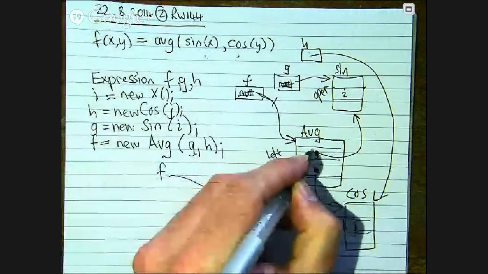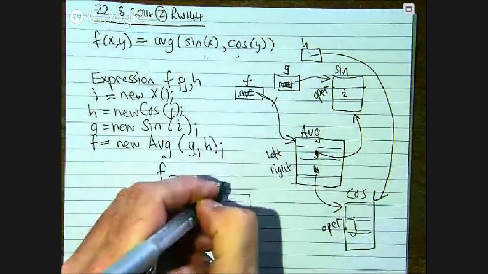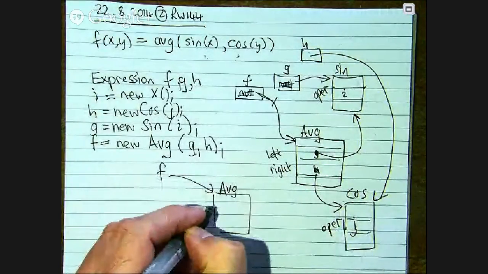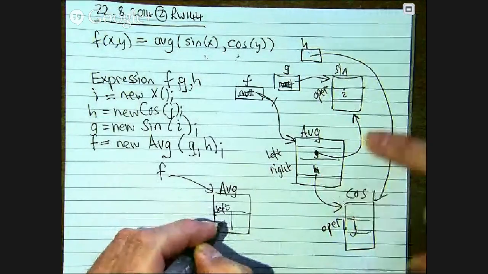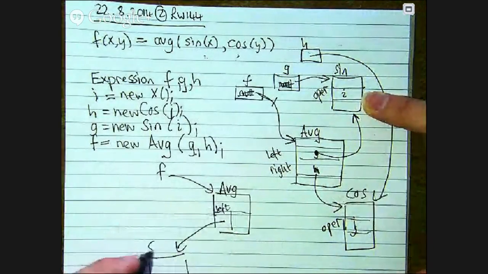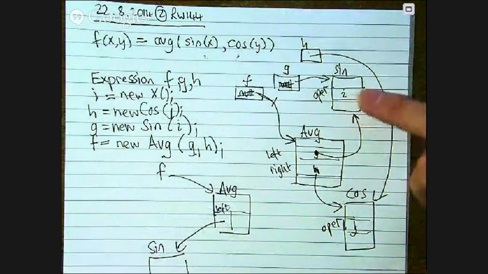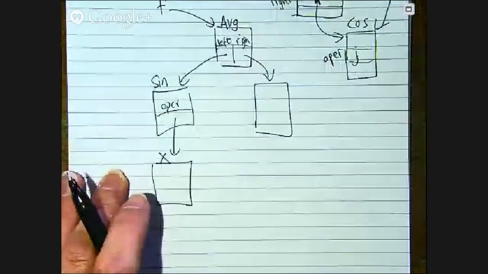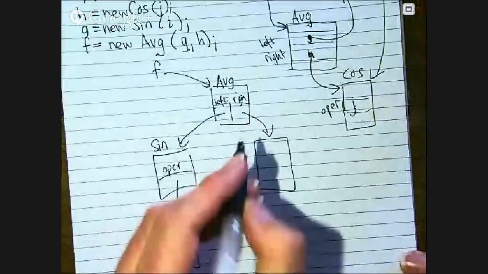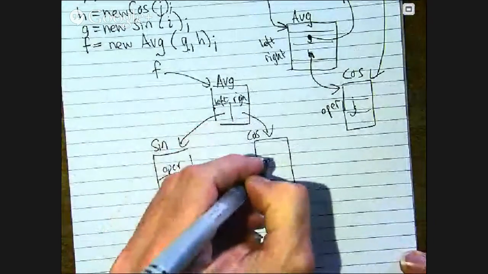So I end up with something like this. F points to this average instance. I'm going to redraw it so that you can see the whole picture. And I'm going to draw it slightly differently. It has a left field, which points to the sine instance. And that has an upper field, which points to the I instance. And its right-hand side, the right field, will point to this cosine instance. I'm just redrawing it so that we get the nice picture that's also on the project page.